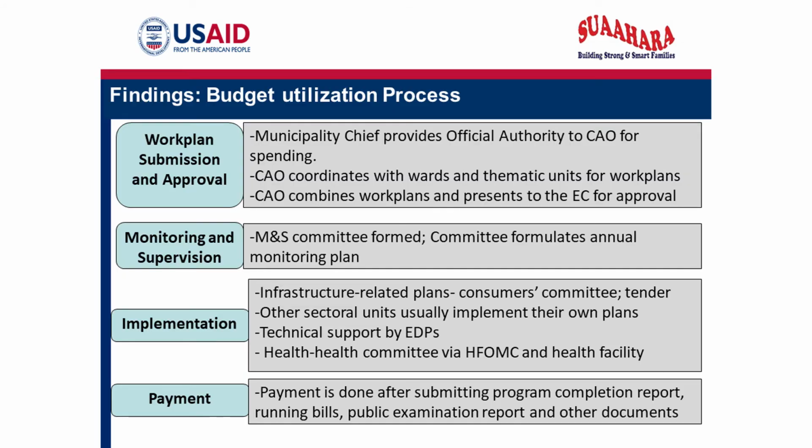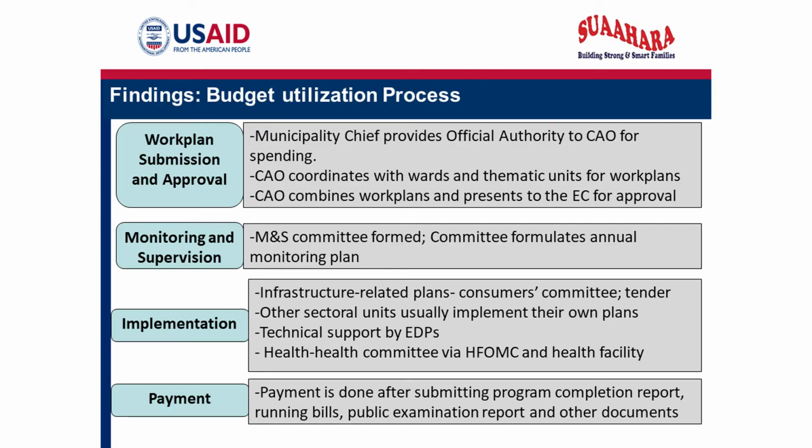So let's look quickly at the utilization process then. So after the budget is approved from the municipal assembly, the municipality chief hands over the official authority to the chief administrative officer. So the chief administrative officer collaborates with the wards and different thematic sections and comes up with an integrated plan for implementation, which again needs to be approved by the executive committee of the municipality. A monitoring and supervision committee is formed and a monitoring and supervision plan is formulated.